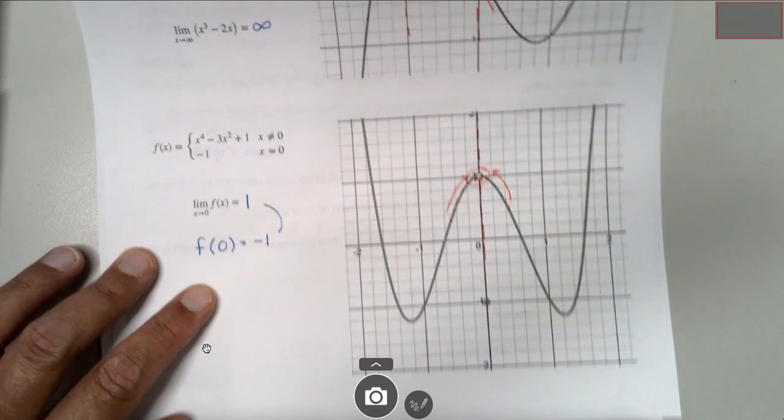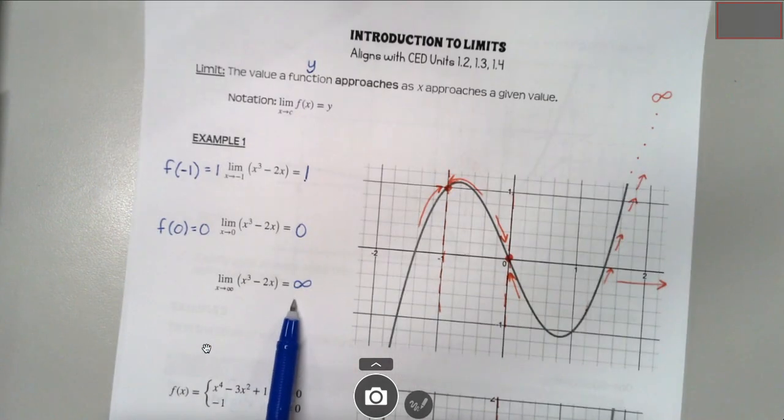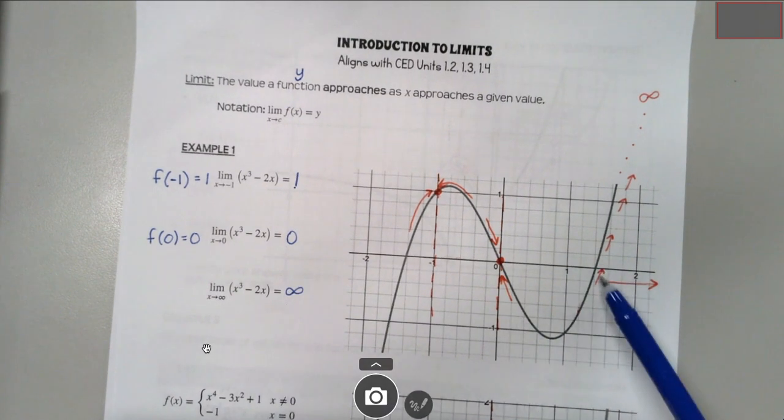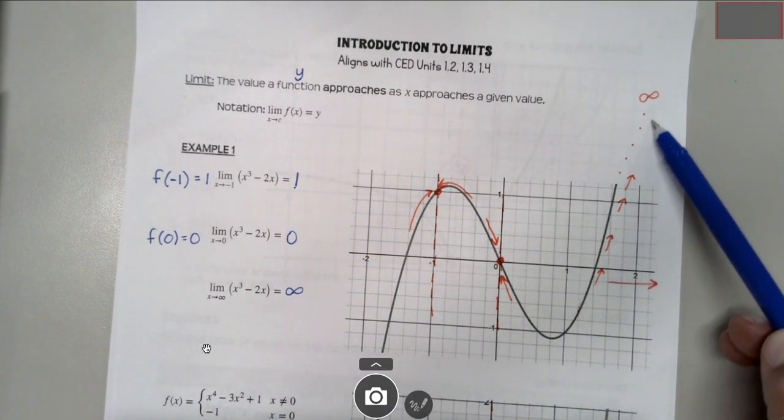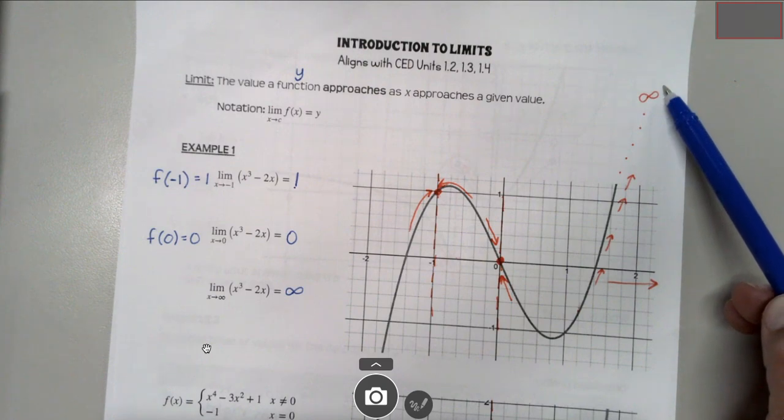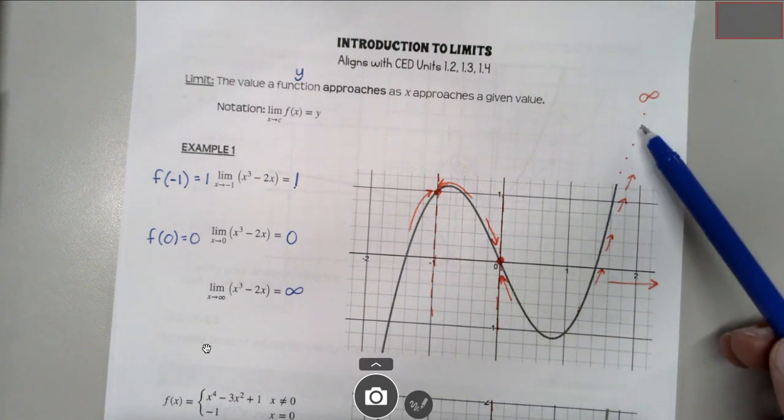This one here, where we said the limit was infinity, this is kind of what I'm talking about: if this graph goes up and up and up forever, we might say that that limit does not exist because there's no bound. There's nothing actually limiting our graph. There's nothing stopping it from going anywhere.